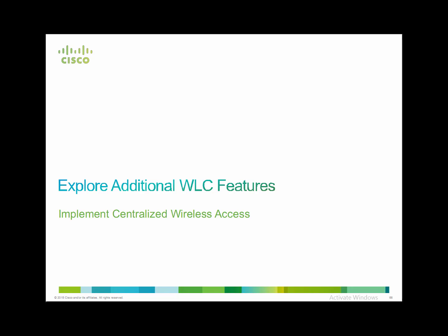So in lesson number 3, we're going to explore some additional wireless LAN controller features, as the title slide says here. Actually, we're really only going to look at one additional feature in this chapter, and that is how we deal with client link technology. We're going to talk about what it is, more in depth, and we're going to look at how we can configure this.